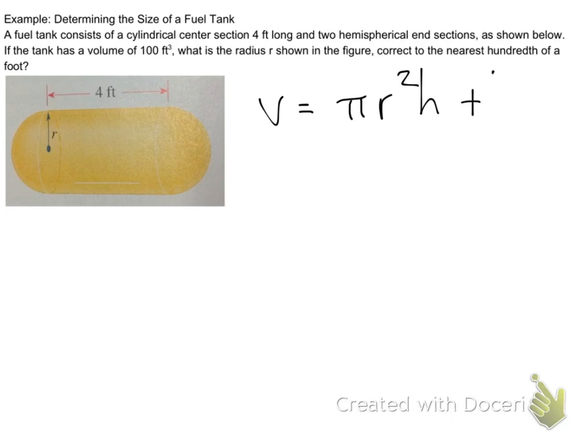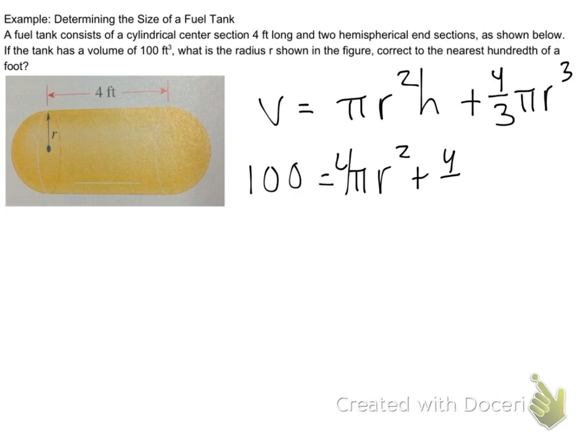Does anybody know off the top of their head? 4/3 pi r cubed. There's your formula. Do you know anything about any of those? We do. You know the volume is, and you know the height is 4 feet for the cylinder. Whoops, not an h, but a 4. Plus 4/3 pi r cubed.